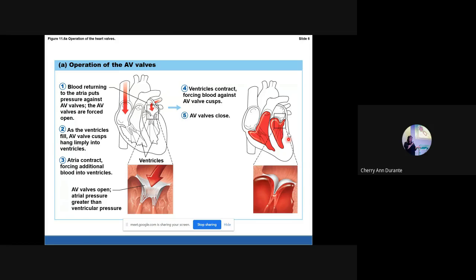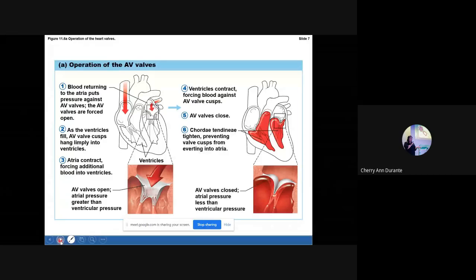Once the pumping mechanism happens, the chordae tendineae tighten, preventing the valve cusps from everting into the atria. As you can see here, these are your chordae tendineae. They prevent your blood from regurgitating. That is their function.